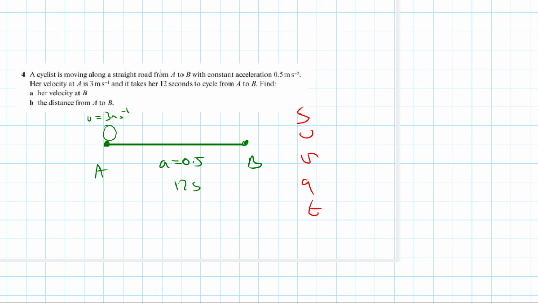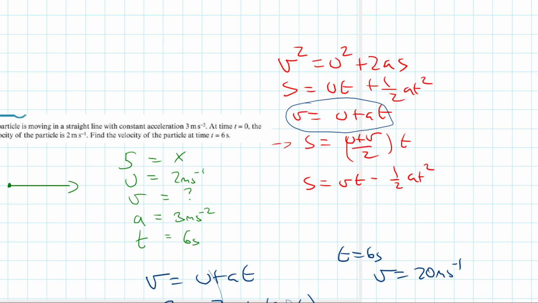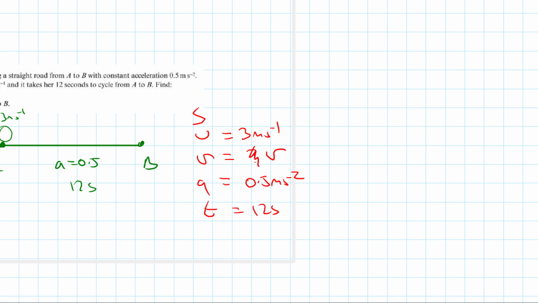SUVAT. So we know that the acceleration is equal to 0.5 meters per second squared. We know her velocity, so her starting velocity when she's at A is 3 meters per second, and we know that the time is equal to 12 seconds. So for part A, we want to find what the velocity is, v, so we're going to write that as v, and we're going to use an equation that doesn't have s, which we've used a couple of times already in this video, v equals u plus at.